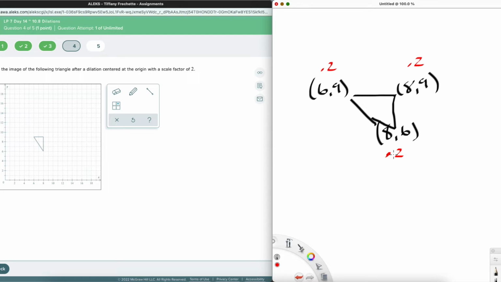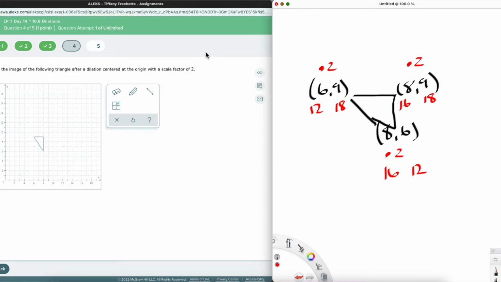So if I multiply everything, 2 times 6 is 12, 2 times 9 is 18, 8 times 2 is 16, and this is times, not minus, sorry. It's like minus signs. 9 times 2 is 18. If you have me in class at all, you know I do that all the time on accident. We get 16 again here, and we get 12 here. So those are my coordinates.